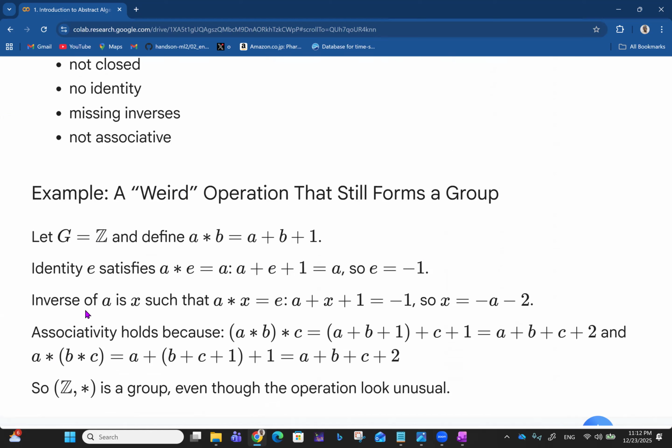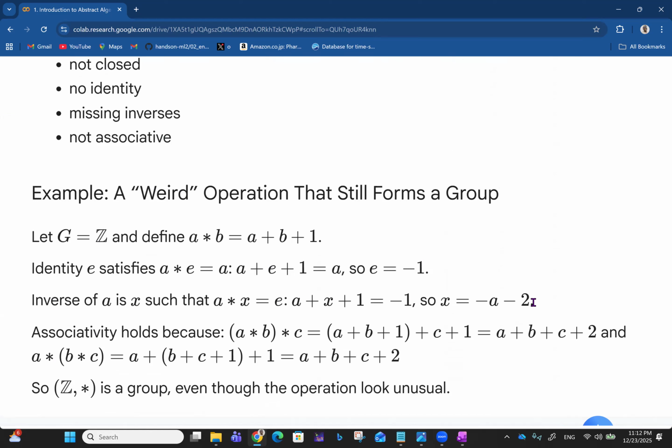Okay, that's one thing. So the inverse of a is x, such that a star x is equal to e. And you see a plus x plus 1 is equal to minus 1. So we see that x is equal to minus a minus 2.